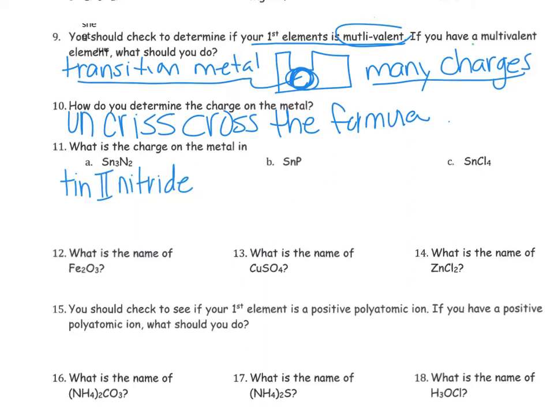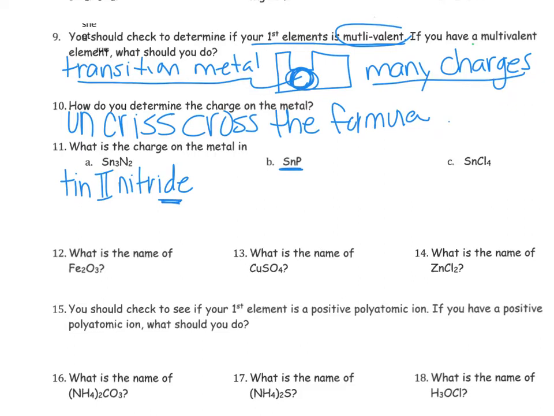Alright, the Roman numeral 2 symbolizes the charge that was on tin. Let me rewrite. Okay, so tin 2 nitride. And remember, the second one is going to end in IDE. Same one over here. So here we have tin again, and the second one, which is phosphorus. Now, the first thing I've got to do, because I've got a transition metal here, is uncrisscross the charges.